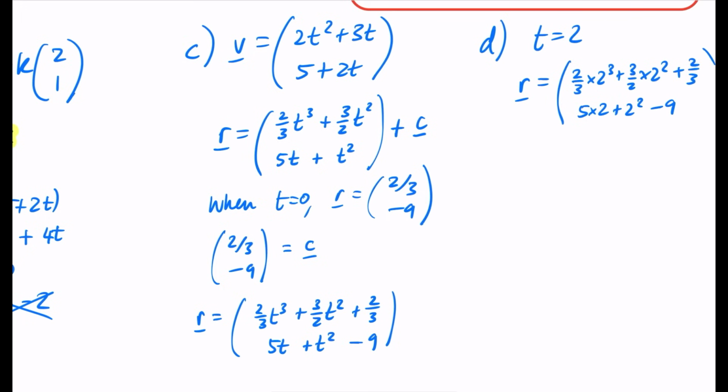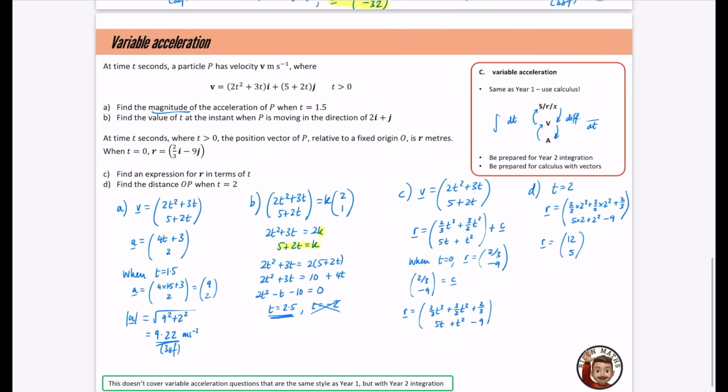And now you have the fun of just me typing stuff on my calculator whilst I don't really say anything. So 2/3 times 2 cubed plus 3 over 2 times 2 squared plus 2 over 3. And we get that this is 12. 5 times 2 plus 2 squared minus 9 is 5 that we have got here. And we need to figure out where it actually started.